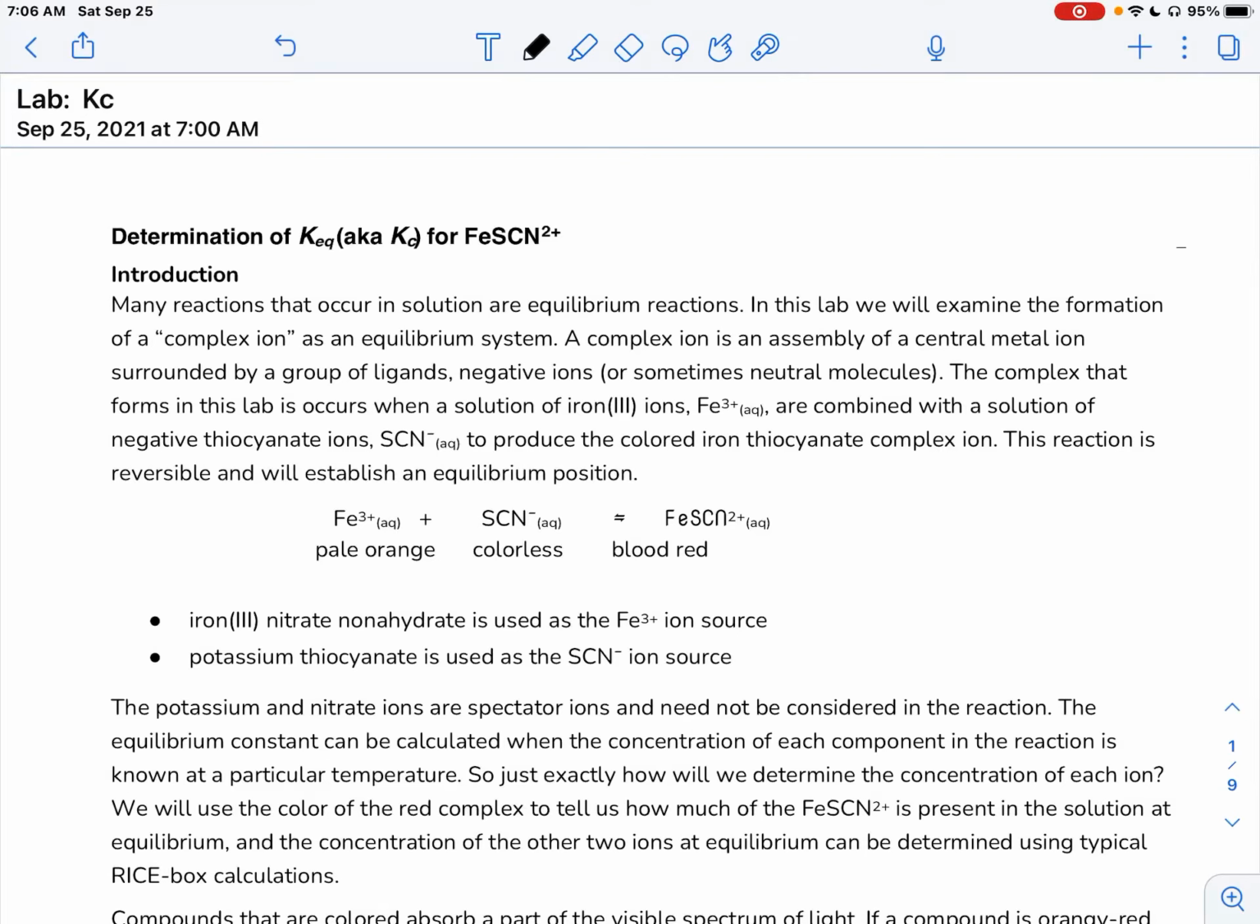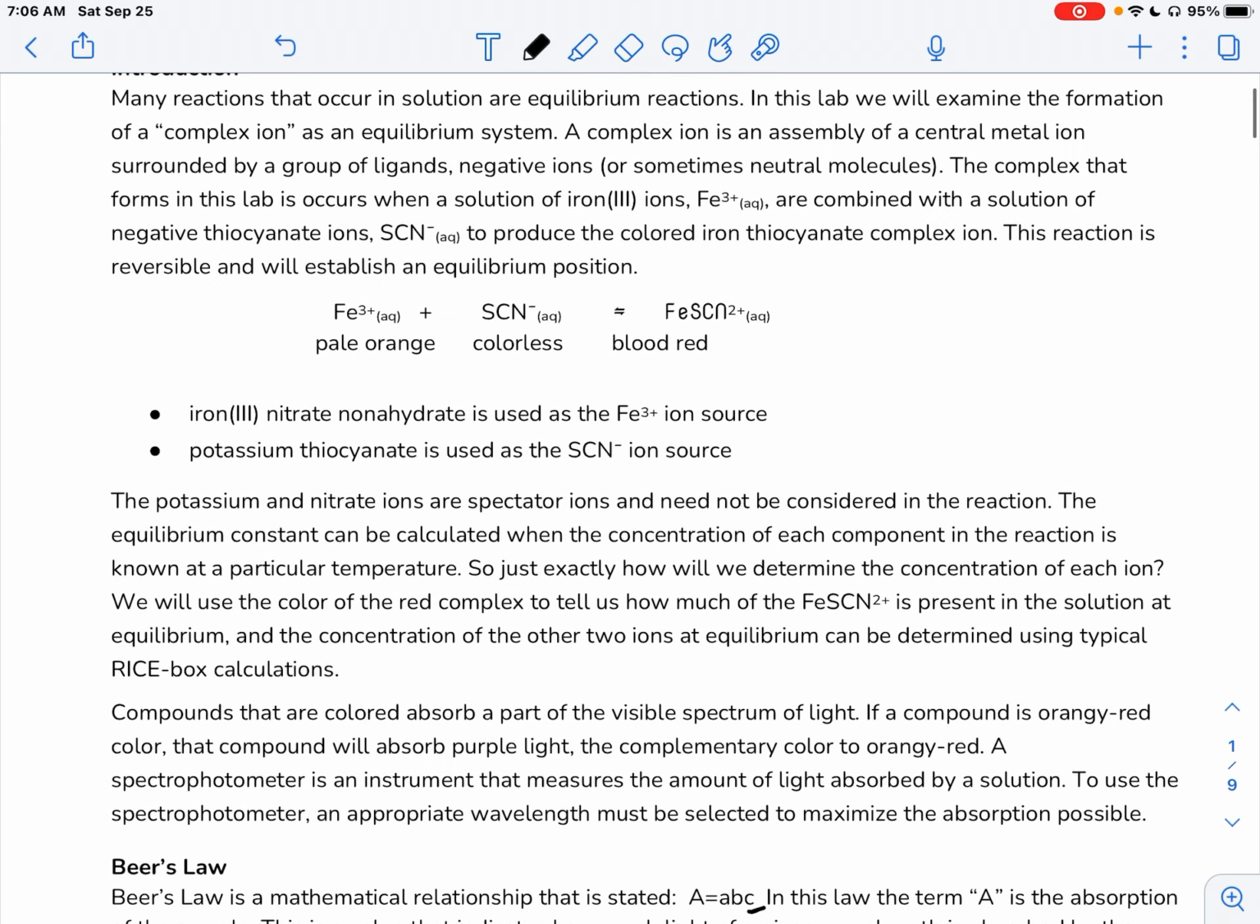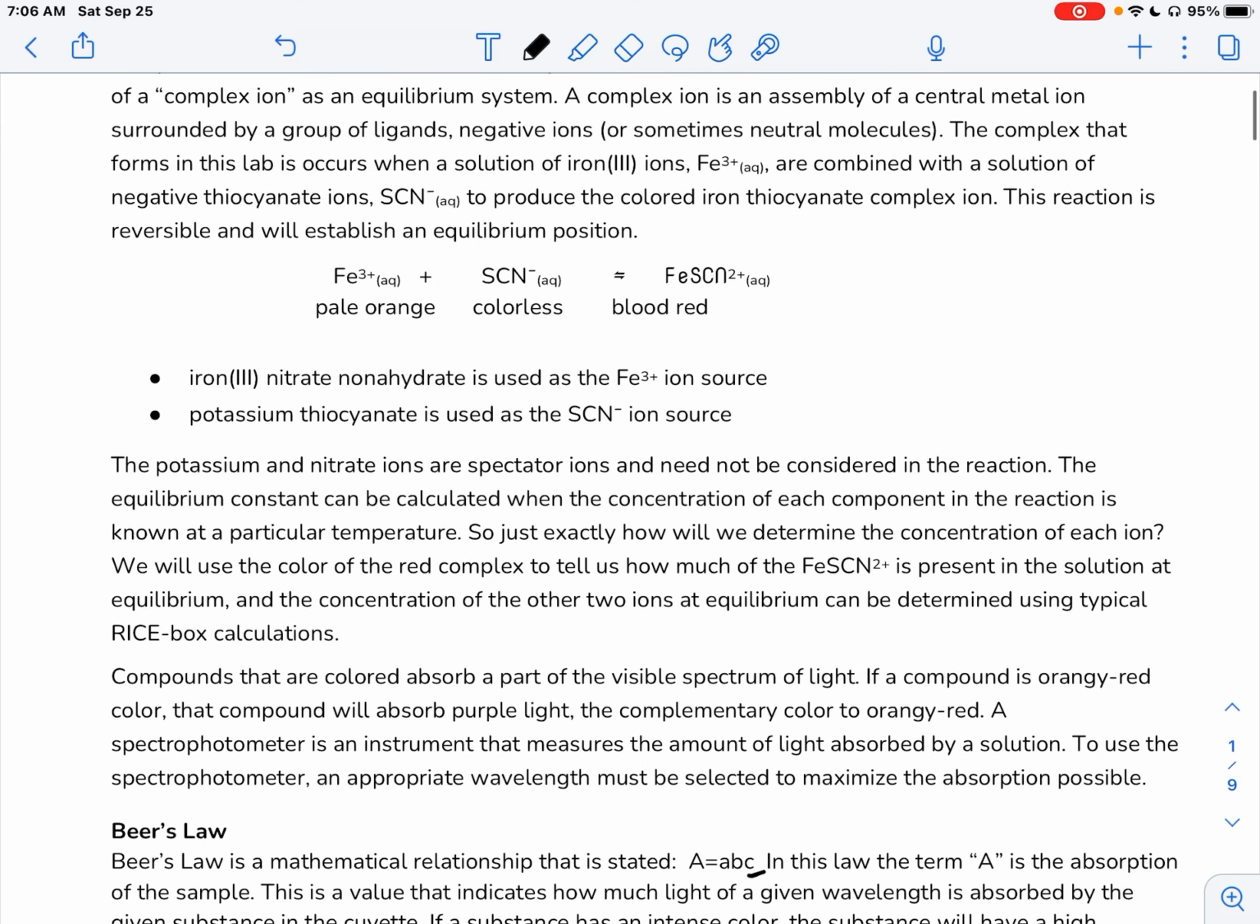So there's not much for you to do for this pre-lab. I would like you to read through the intro stuff, and there's a couple of pre-lab questions that we'll go through together. So you can read through. I think the stuff about the complex ion is pretty self-explanatory.